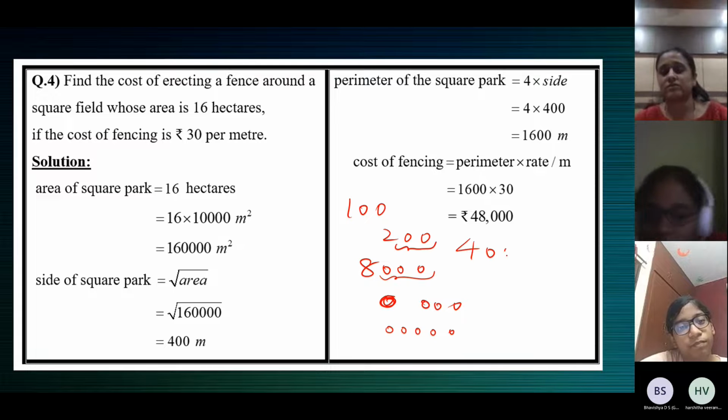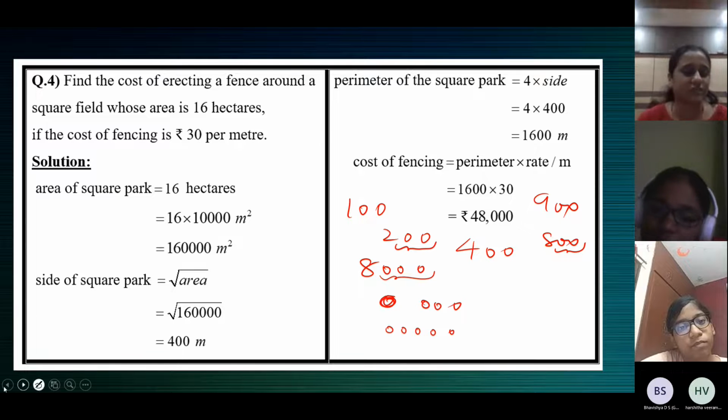400 is a perfect square. 900 is a perfect square, but 800 is not a perfect square. It has an even number of zeros, but it's not a perfect square.